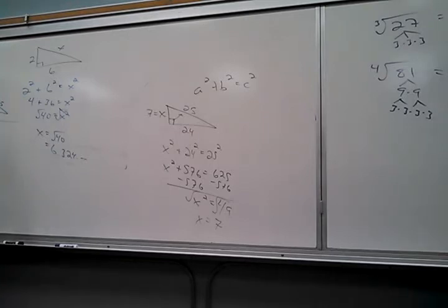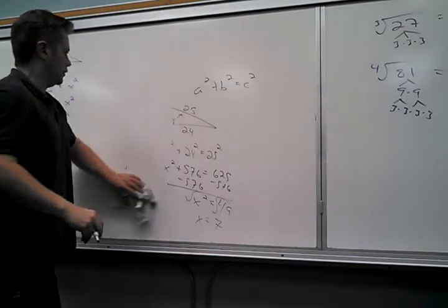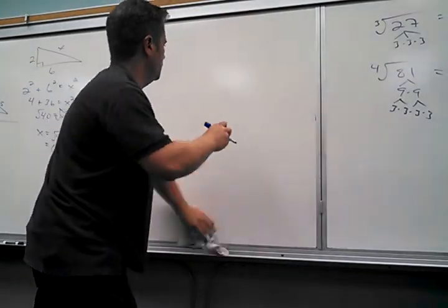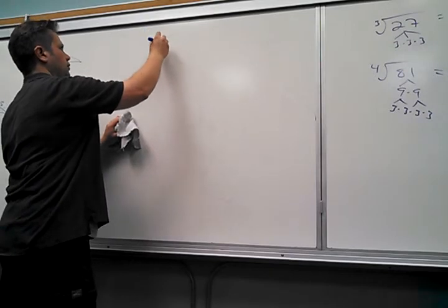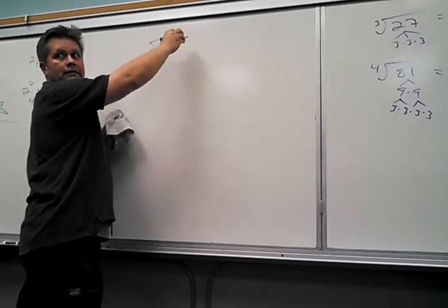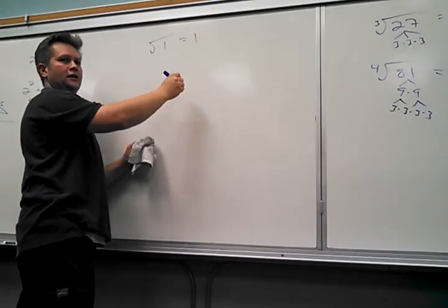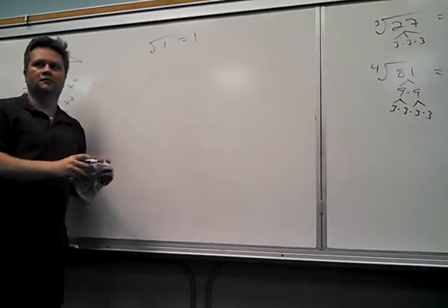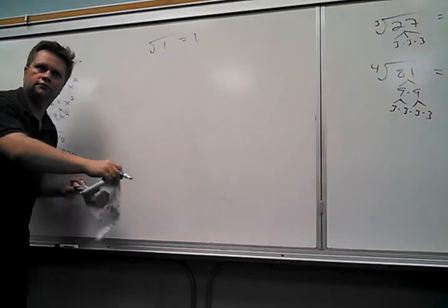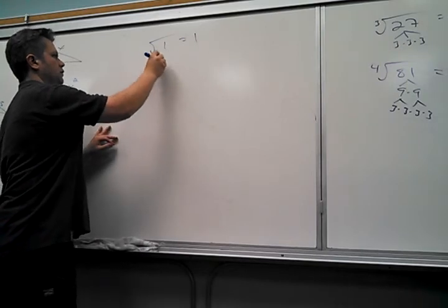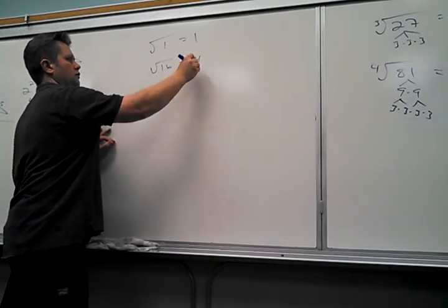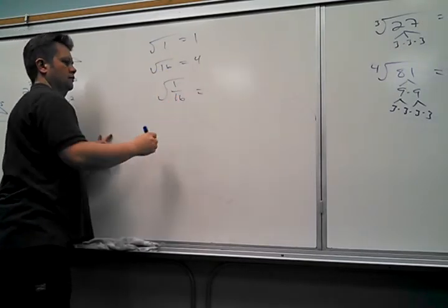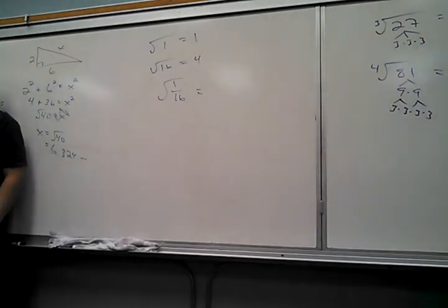Going back for a second before I unleash you on a few problems. What's the square root of 1? 1. I like it. In fact, what's the cube root of 1? 1. What's the 800th root of 1? All right, good. What's the square root of 16? 4. So what's the square root of 1/16? 1/4. I love it. See, not a big deal.